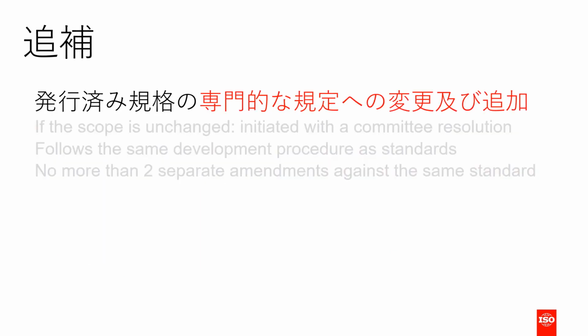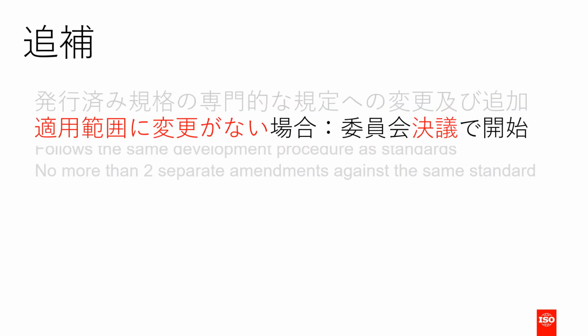Amendments are used for changing or making additions to the technical content of published standards. They can be initiated by a committee resolution as long as there is no change to the scope of the document. Like a revision, the development procedure is the same as for a standard.